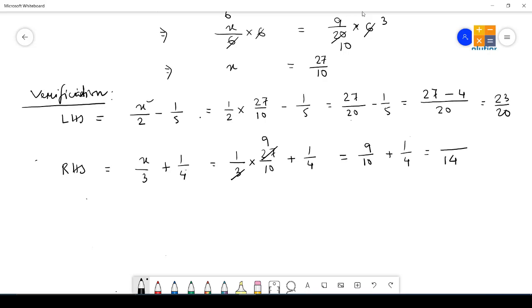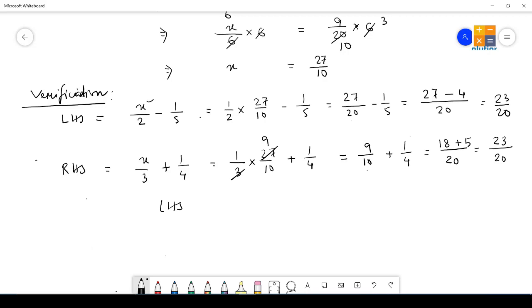After that, again I have to take the LCM of 10 and 4. What is the LCM? Of course, the LCM will be 20. Why so? Because 10 twos are 20 and 4 fives are 20. So I can write here 20, and 10 twos are 20, so 2 will be multiplied with this 9 to give us a result 18, plus 4 fives are 20, 5 into 1, the result will be 5. So in this case, again I am getting the result 18 plus 5 as 23, and the denominator remains as 20.